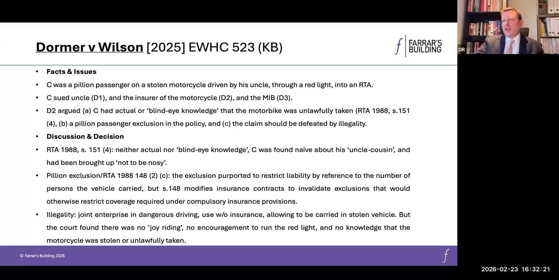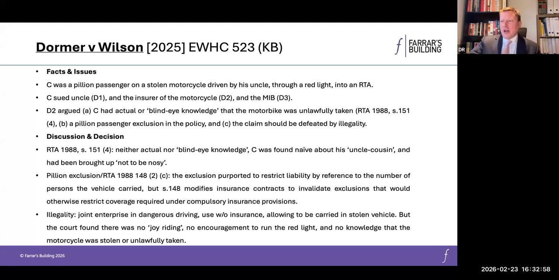So the claimant also claims against the insurer of the motorbike, under the RTA, as the insurer responsible to the claimant as an injured third party. And in the alternative, contends that the MIB are liable under the uninsured drivers agreement. So essentially, the arguments are advanced by the second defendant, and that's the insurer. The second defendant argues that the claimant had either actual knowledge or blind eye knowledge that the motorbike was a stolen or unlawfully taken vehicle, and that would exclude their liability.